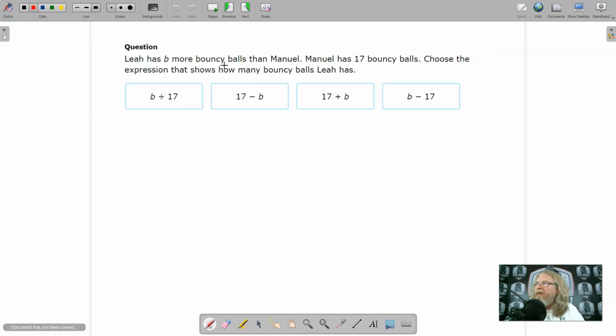Leah has B more bouncy balls than Manuel. Manuel has 17 bouncy balls. Choose the expression that shows how many bouncy balls Leah has. So Leah has B more than Manuel. So we're going to take what Manuel has and add how many Leah has, which is B more. So this is addition, right?